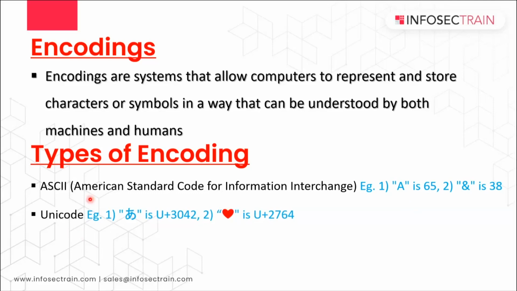Unicode is another type of encoding, guys. For example, this is a Japanese letter, and the Unicode for this is U+3045. For the heart symbol, there is a Unicode, which is U+2764. Understood, guys? For each and everything, letters as well as symbols, there is a code.